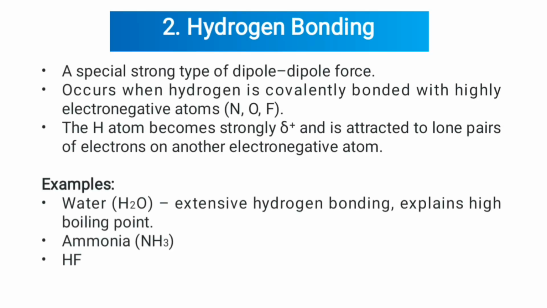Now, the second one is hydrogen bonding. My dear student, it is a special strong type of dipole-dipole force. It occurs when hydrogen is covalently bonded with highly electronegative atoms like nitrogen, oxygen, fluorine. The hydrogen atom becomes strongly partial positive and is attracted to lone pairs of electrons on another electronegative atom. Examples: water H2O, with extensive hydrogen bonding explaining high boiling points, ammonia NH3, and HF.